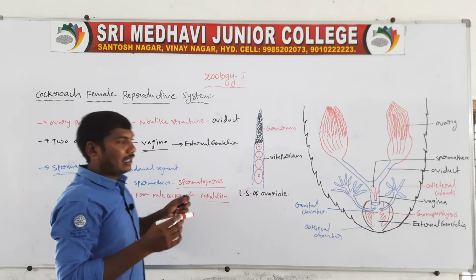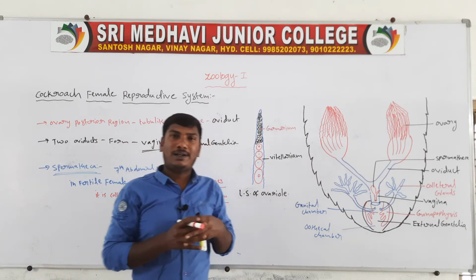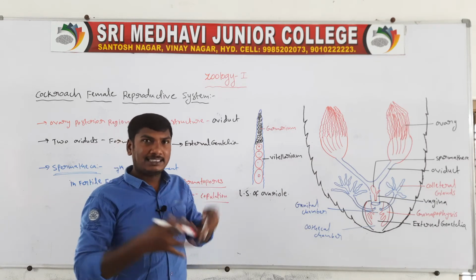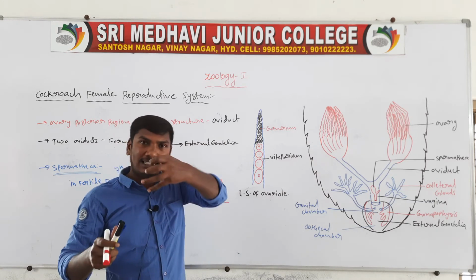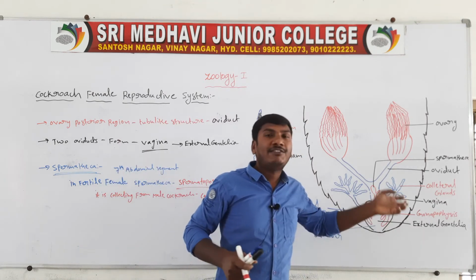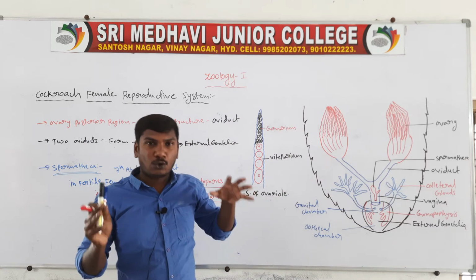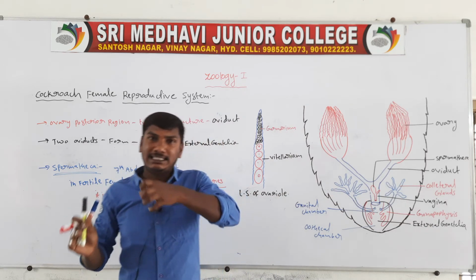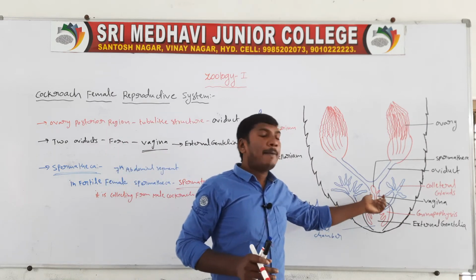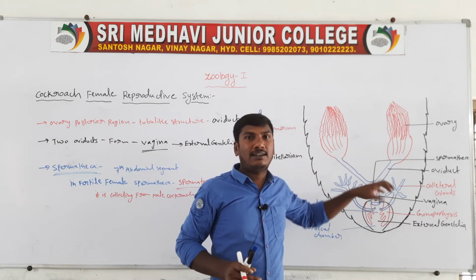The male and female cockroaches copulate. Copulation means sex; the male and female cockroaches are involved in the sexual act. The male cockroach releases the spermatophores, and the female spermatheca receives those spermatophores.